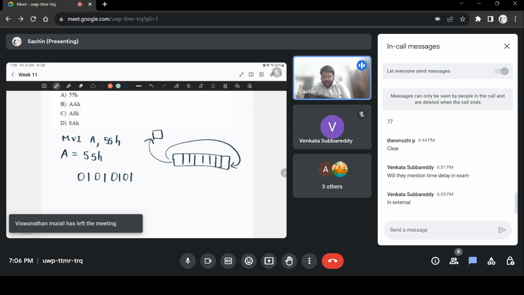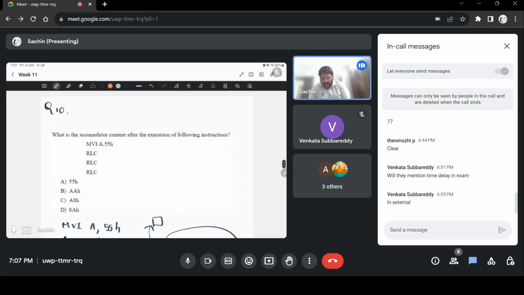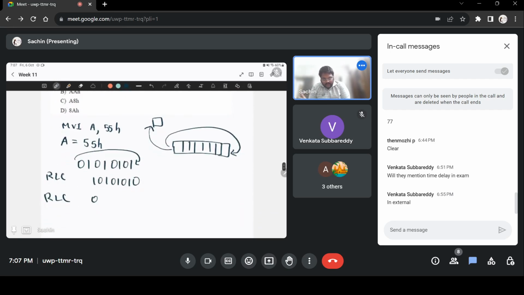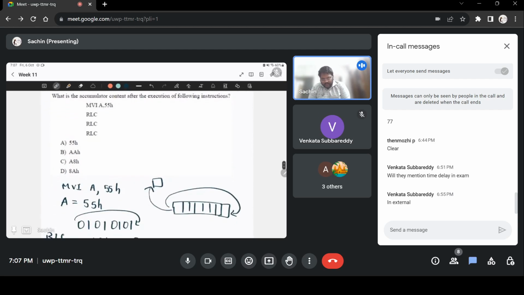So after the first RLC, you move the entire thing by one bit. So it's 10101010, and this bit is shifted to the end. The next RLC, again move it by one bit to the left. R is rotate and L is left. That's how I remember it, and that's probably how they named it also.